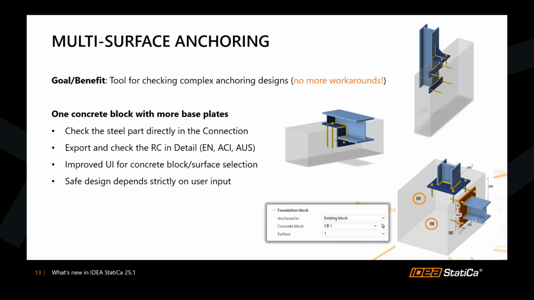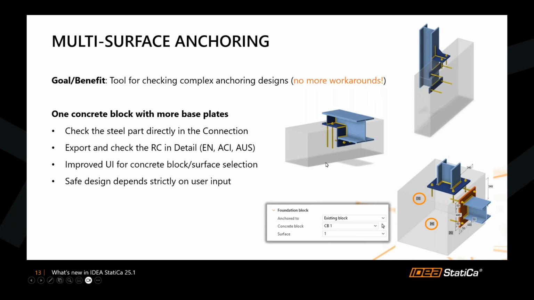Then moving on to multi-surface anchoring. This is mega for many of the users because we have seen on our help desk that users want to define over-the-edge anchoring or anchoring on different surfaces of one concrete block. So no more workarounds. Now you can do it in the application. You can modify and select different surfaces of one concrete block. And on top of that, you can also define a base plate which is over the concrete edge. It needs to have that welt over there, as you can see here.